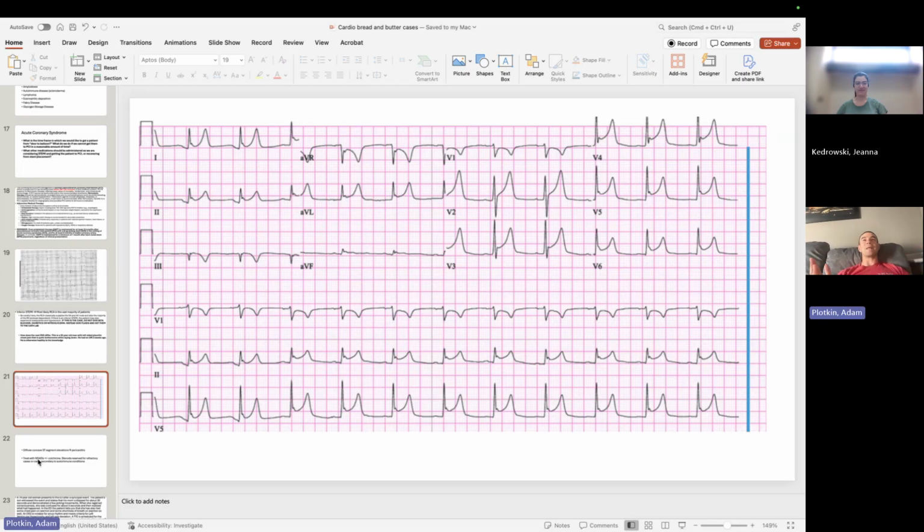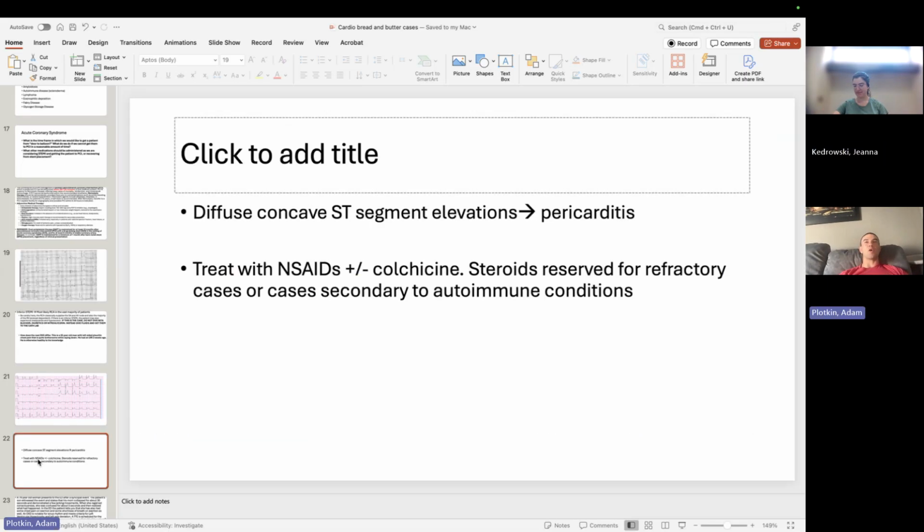So remember, it's going to be NSAIDs and colchicine. Does that sound familiar? NSAIDs and colchicine are going to be the go-to. Things like ibuprofen or indomethacin are usually the go-to NSAIDs, and then colchicine, right? How does colchicine work? Definitely something about inflammation. It's used for gout. So what is it doing?